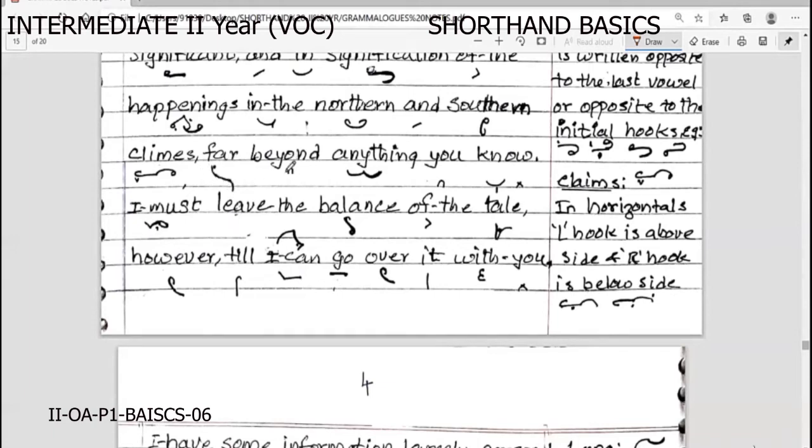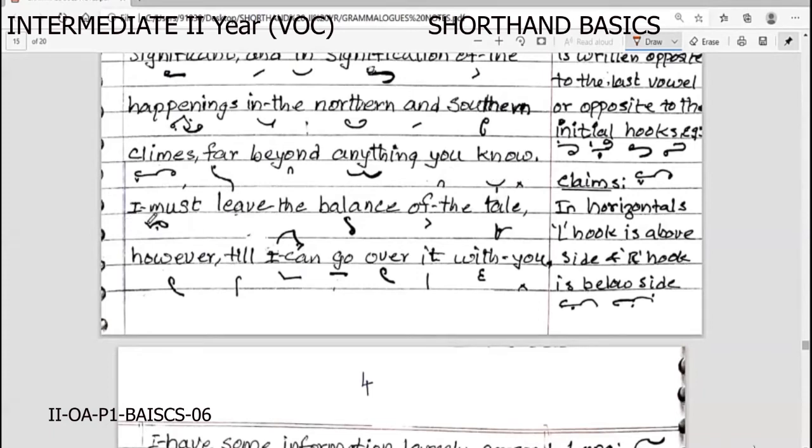Okay. Beyond is U diphthong above the line. Anything. Any in, any are written N above the line. So that N and in, anything. U diphthong on the line. No, N on the line and O.